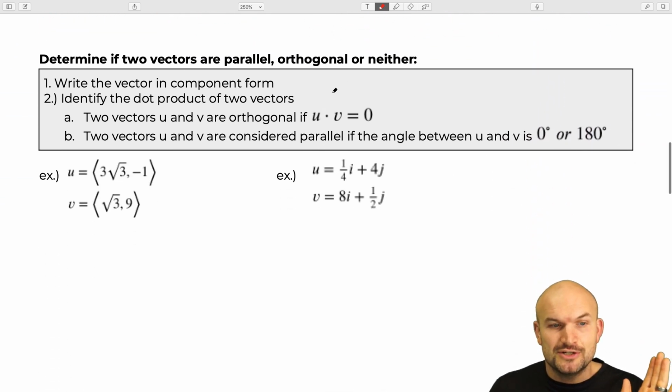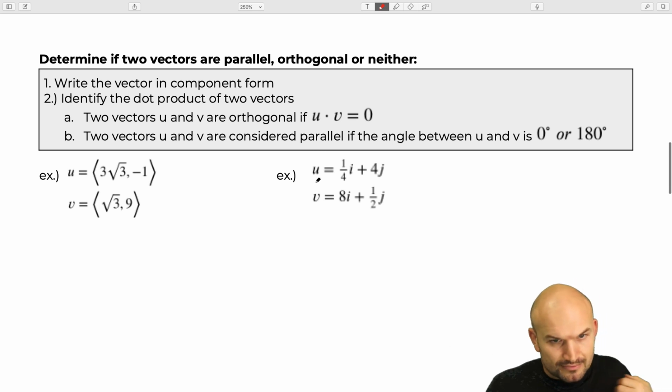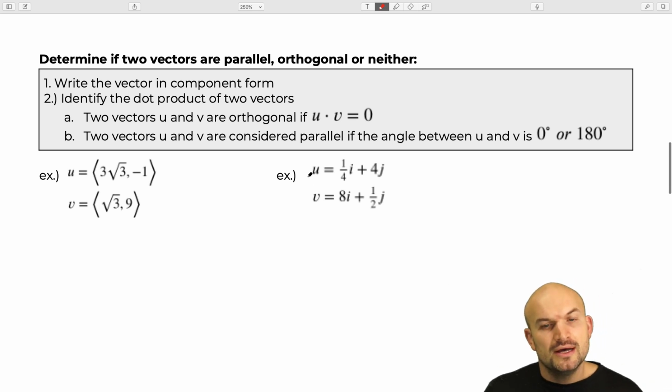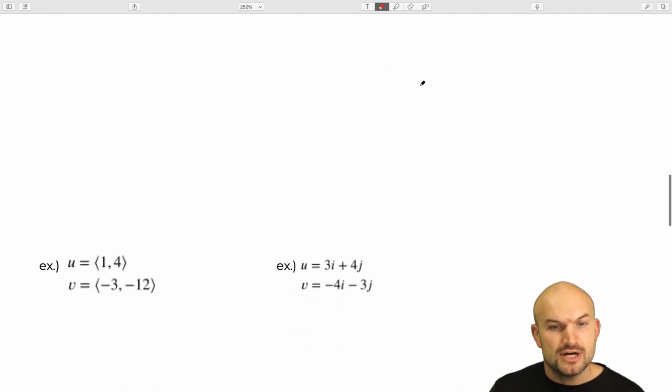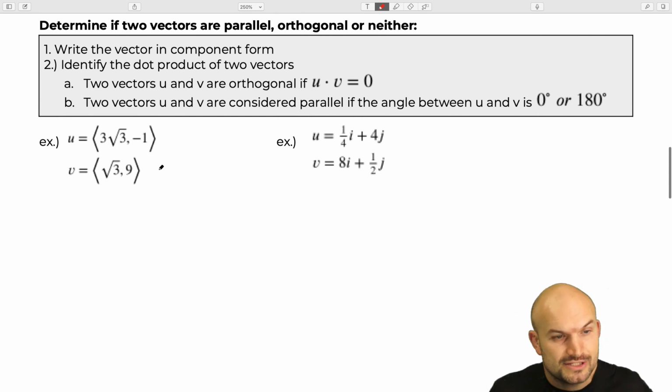So that's why we like to just kind of simplify it and take a look at things to see, hey, does the dot product equal 0? If it does, then they are perpendicular or orthogonal to each other. If they are not, then check to see their slopes. You can go ahead and find the angle between them to be 0 or 180. In my opinion, it just seems like that's a lot of work to determine if something's parallel. And if that's not the case, then you can just go ahead and determine that they are neither. So we got 4 examples. Let's go ahead and get started on this.